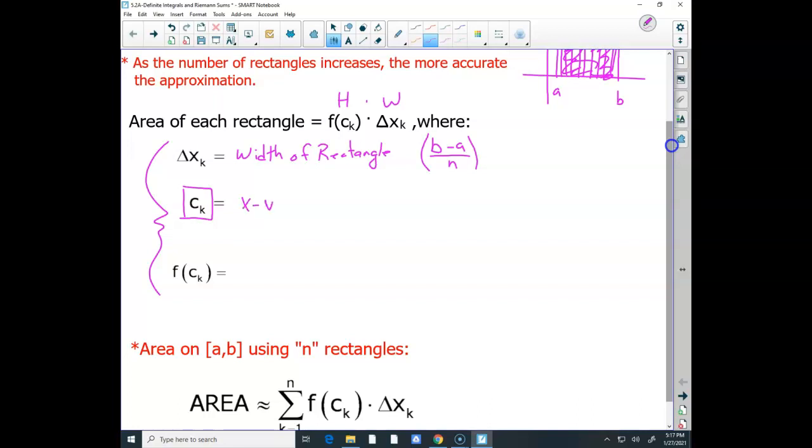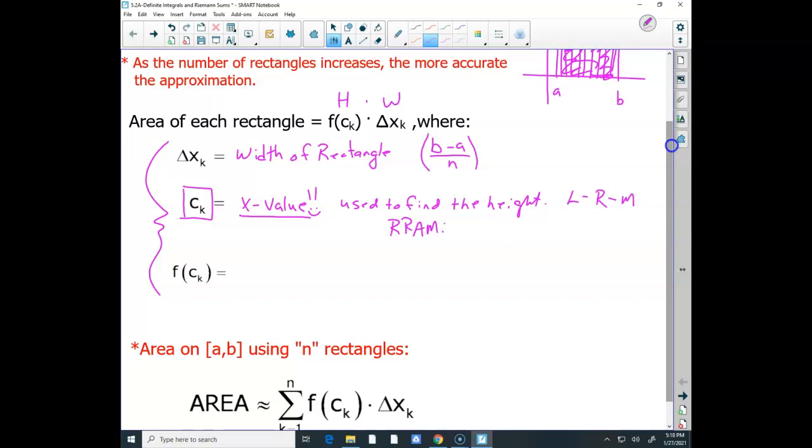Well, it's simply an x value. That's all it is. It's a happy x value, okay? And it's an x value that's used to find the height. It's used to find the height of the rectangle, okay? And that c sub k, sometimes we use the left side, sometimes we use the right side, sometimes we use the midpoint between there. But as we were cruising along, we've been doing the right RAM for a while.